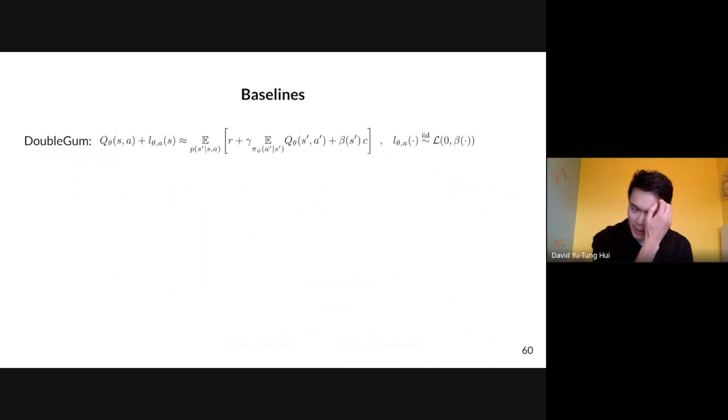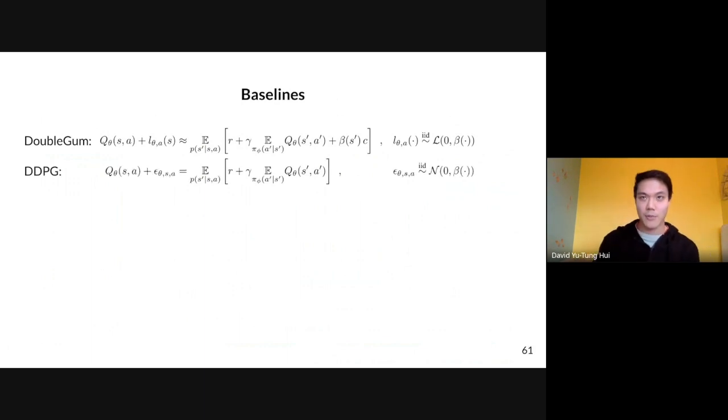So the algorithm that we have, DoubleGum, is benchmarked against 3 different algorithms. So we have the DDPG algorithm that I've referred to in previous slides. And this differs from DoubleGum in the sense that it doesn't have heteroscedastic logistic noise in its noise model. It has homoscedastic normal noise in the noise model. And it doesn't have the beta term in computing the targets.